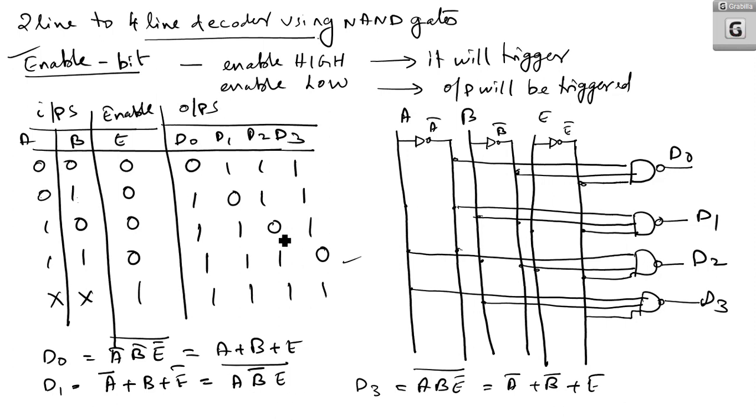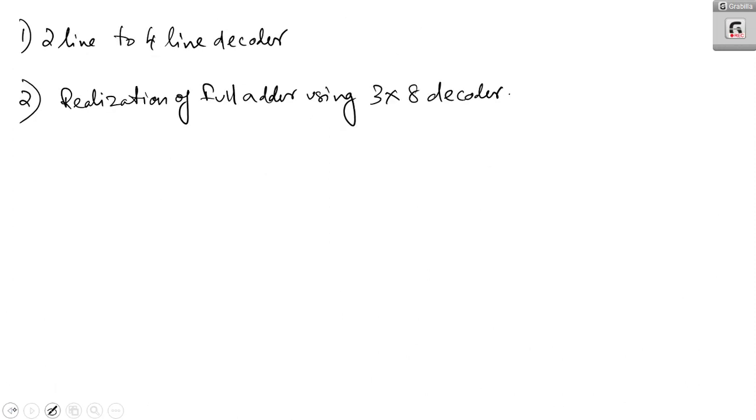Now coming into D2, what will we get? A B bar E bar, the whole bar. And D3 is A B E bar, the whole bar. So that is basically the 2-line to 4-line decoder using NAND gates only. So that is regarding the 2-line to 4-line decoder.